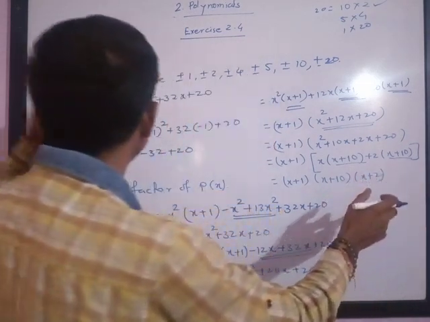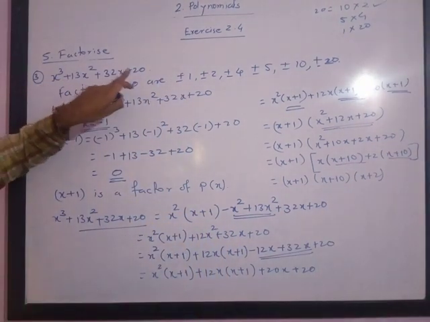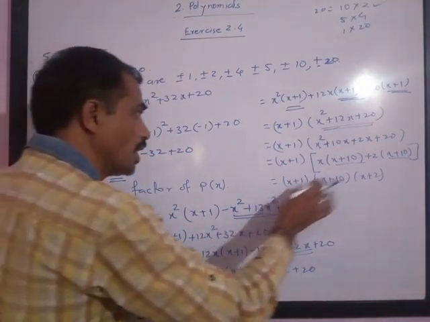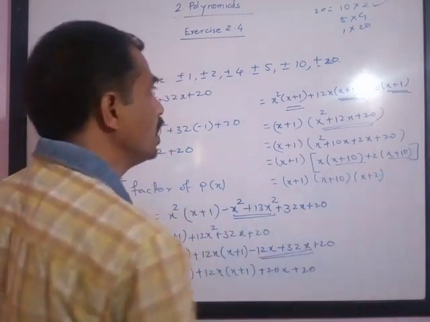Hence, we can write x cube plus 13x square plus 32x plus 20 is equal to x plus 1 into x plus 2 into x plus 10 in ascending order.